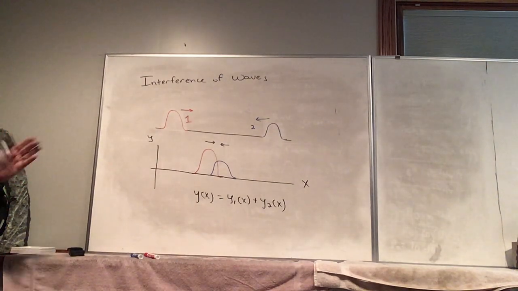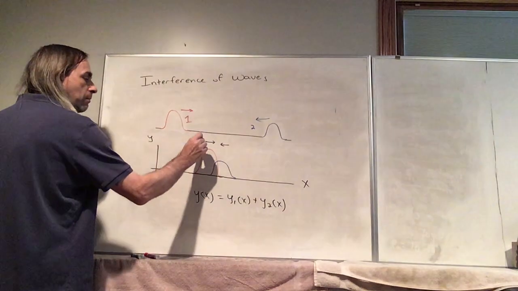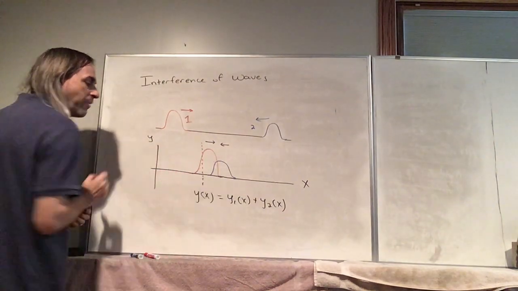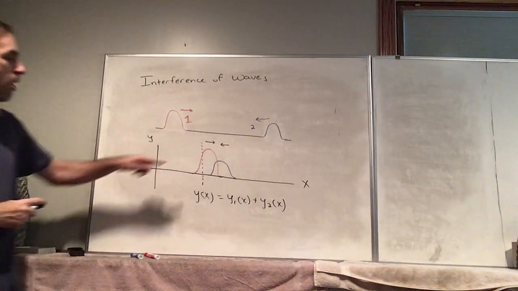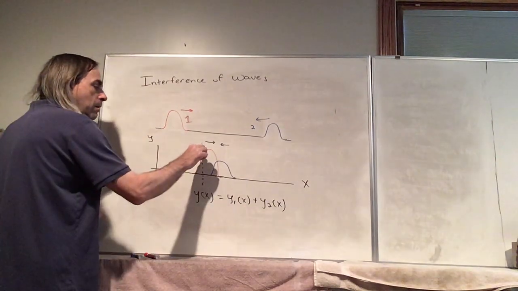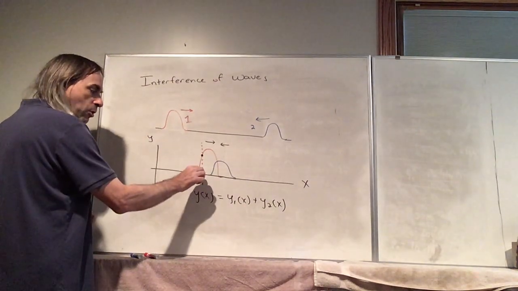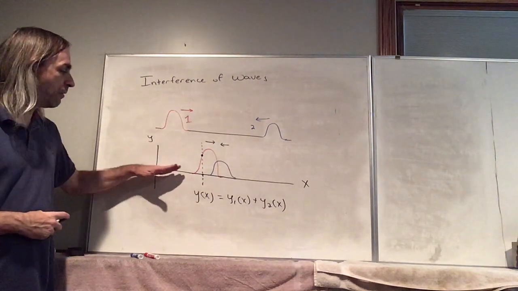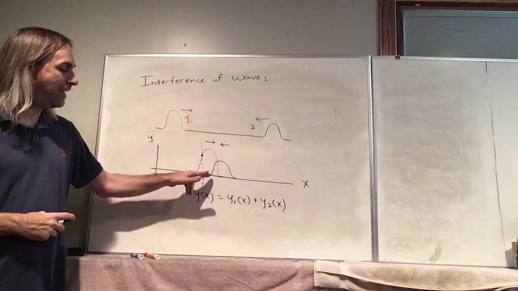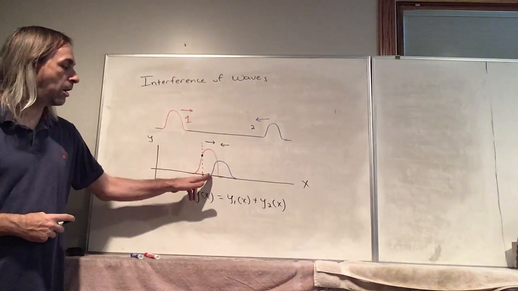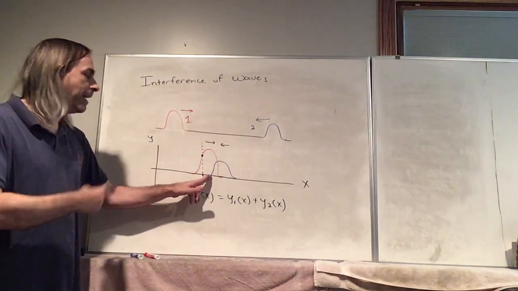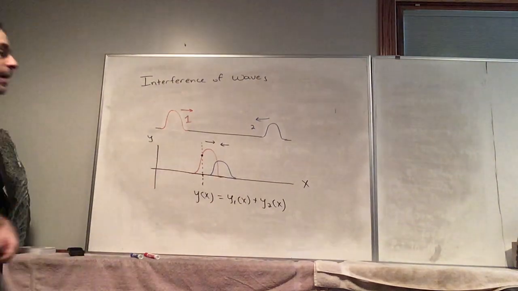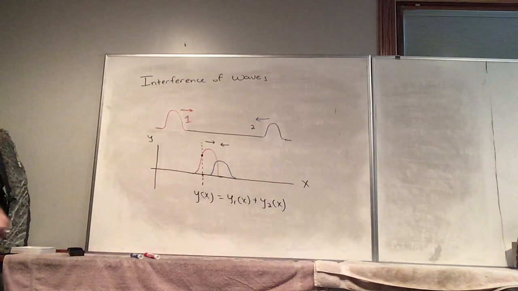So let's pick an x value, say here. What would the actual string look like? Well, for y1, the amplitude is right here, and for y2, the amplitude is still 0 because that pulse hasn't reached that point yet. So the string going from the left would look like this until we cross this point, and then we have this interference going on, where the two waves are overlapping.